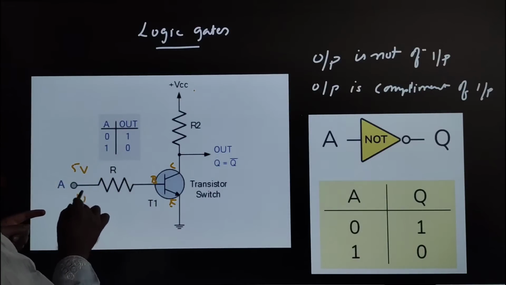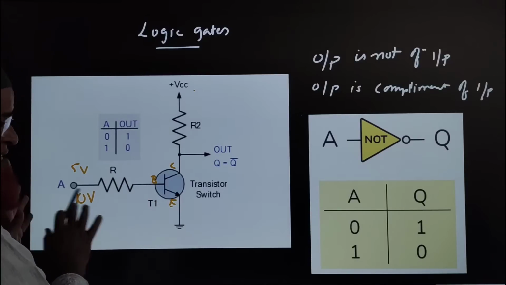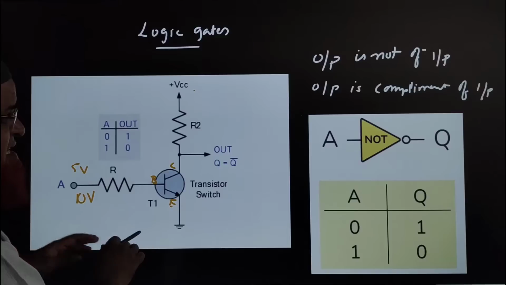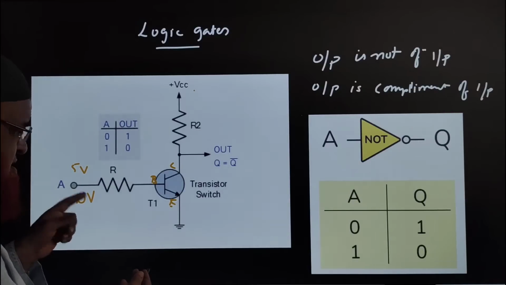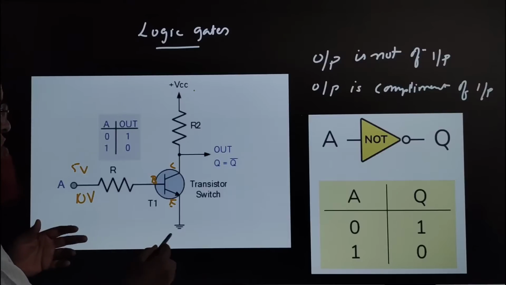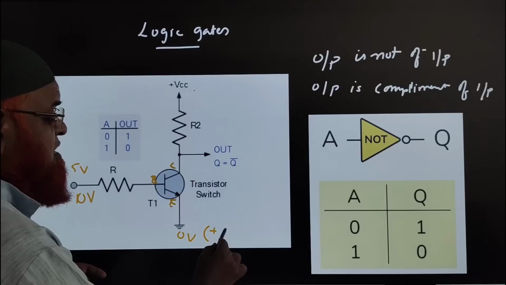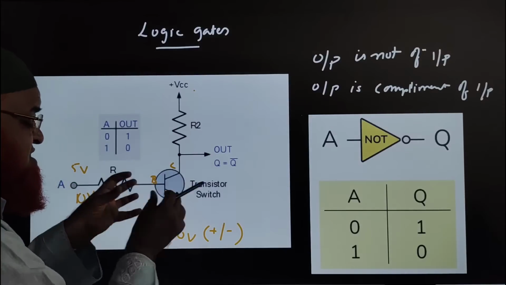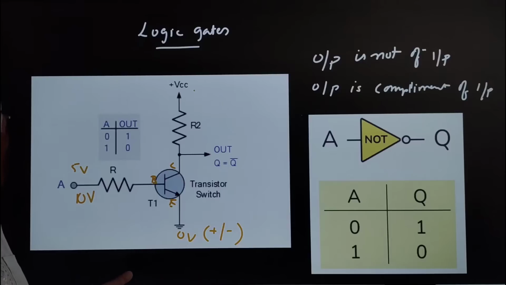Whenever you supply 0 volts, you don't supply any power source, and this transistor is in the reverse bias condition. Ground is a good source of both positive and negative. जितना positive है उतना negative है, इसलिए इसे neutral बोलते हैं, 0 बोलते हैं. Ground is said to be 0.